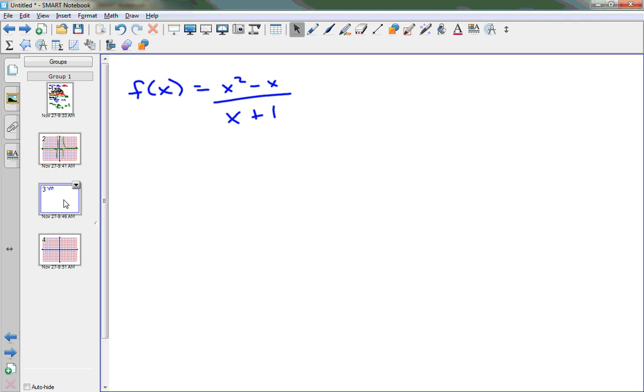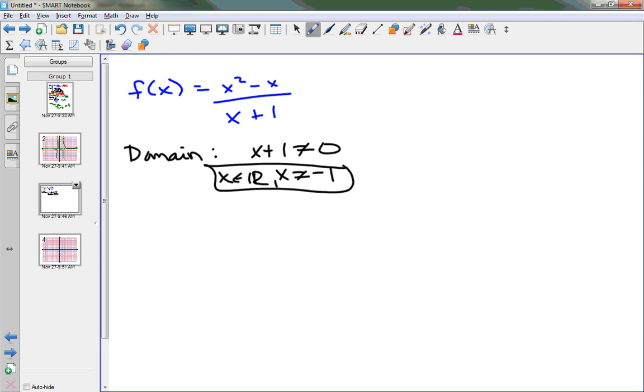Step 1, what am I looking for? Domain. What's the domain of the stuff? X plus 1 cannot be 0, so x cannot be -1. X is the set of the reals except -1. Next.